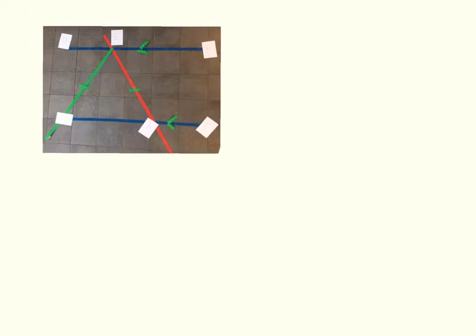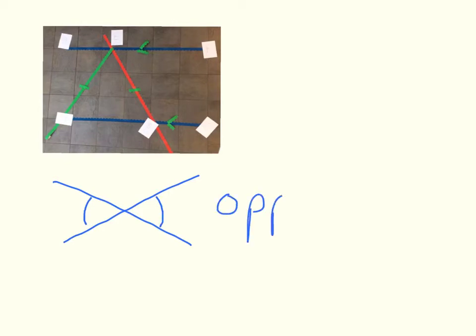The next rule I can apply is opposite angles. So if I've got two lines that intersect, I know that one angle is the same as the opposite angle. So in the diagram, I've got two lines here that intersect, so I know that that angle here is the same as that one there.